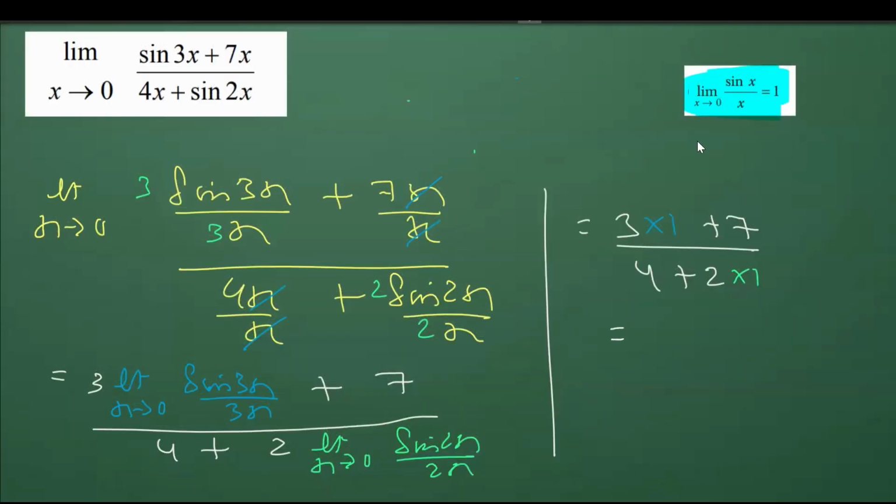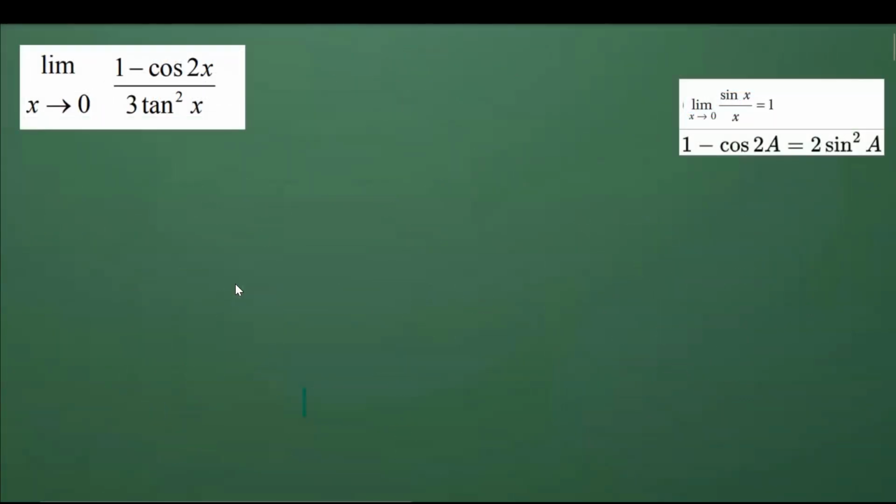So finally, the numerator is 3 plus 7, that is 10. And this is 4 plus 2, that is 6. So it can be reduced. So this is 5 over 3. Yes, so 5 over 3 is the answer for this question.